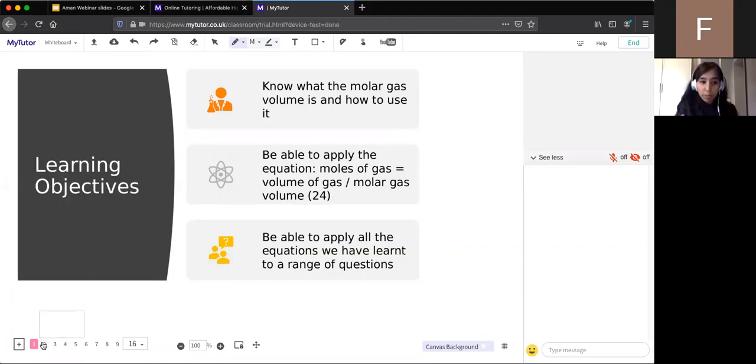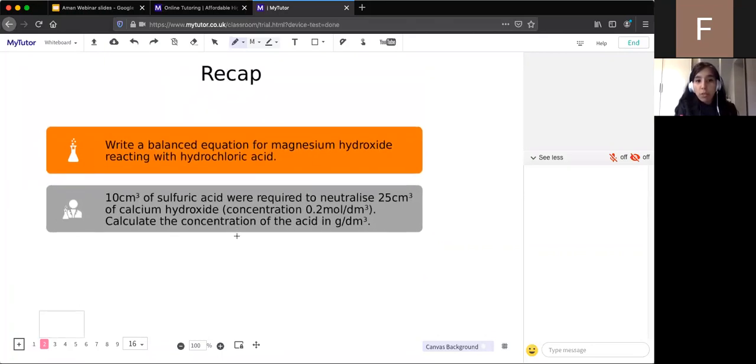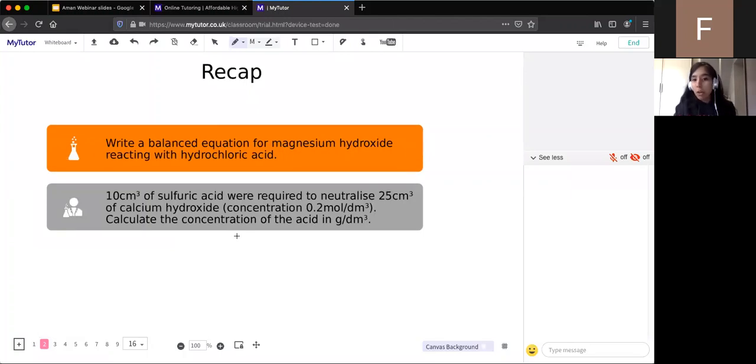Before we get into molar gas volume, I know on Monday we were cut off a little bit with time, so we'll do a quick recap of what we covered with regards to titration reactions and concentration calculations. So the first question here says, write a balanced equation for magnesium hydroxide reacting with hydrochloric acid.